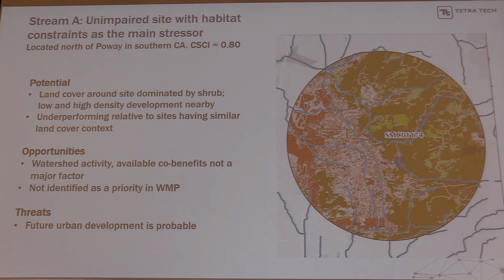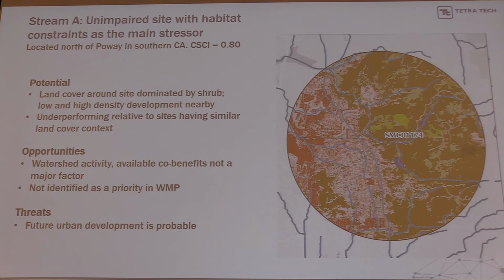So here's a site. This one is near Poway in Southern California, in San Diego County. This one has a CSCI score of 0.8, so it's above the threshold, just barely, and so it would be considered, I think, unimpaired. But notice that it's actually located near a lot of red or pink, which is basically either low, mid to high density growth, population. So it's very close to a lot of things.